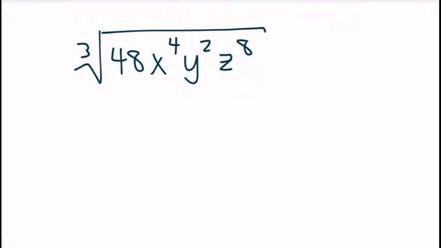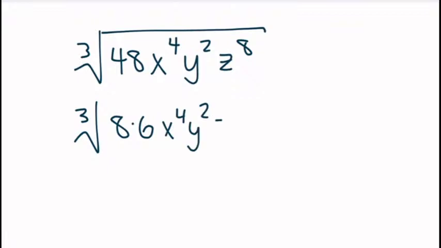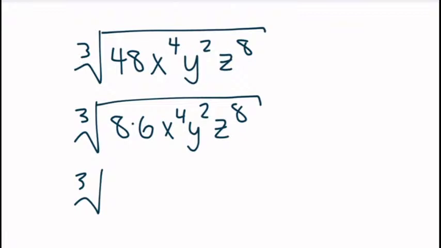So 48 is 8 times 6. We just know that from our times table. And then I'm going to write the rest down again. So by now we know that 8 is equivalent to 2 cubed. So I'm going to write that in.